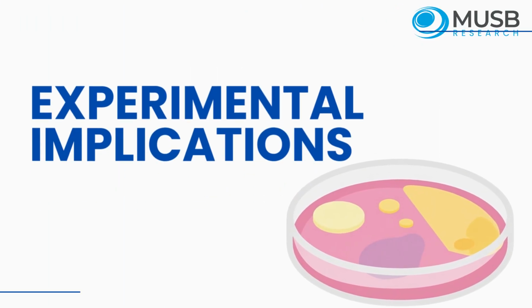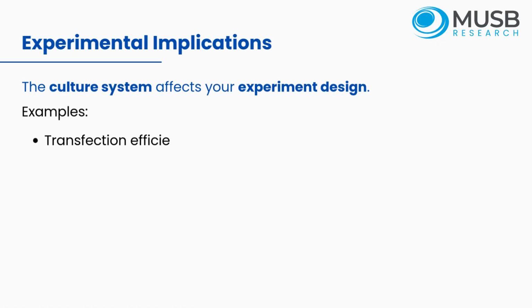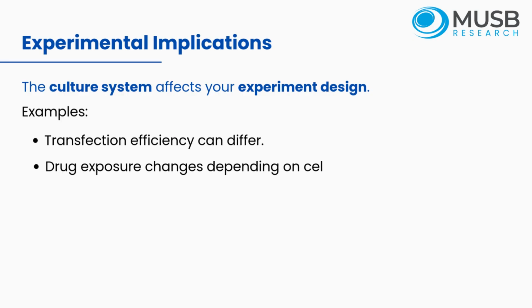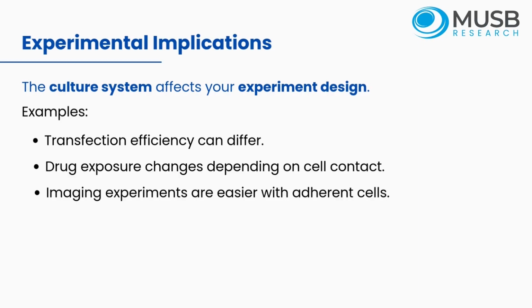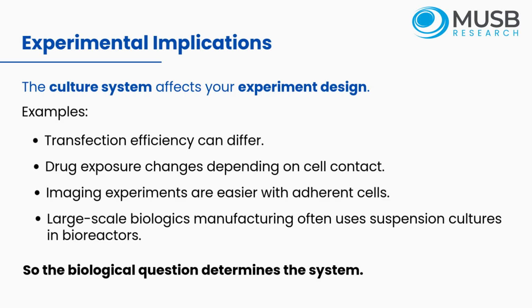Experimental implications. The culture system you choose directly affects your experimental design. For example, transfection efficiency can vary between adherent and suspension cells. Drug exposure may change depending on how cells interact with surfaces or with each other. Imaging experiments are usually easier with adherent cells because they remain fixed in one place. And for large-scale biologics manufacturing, suspension cultures are often used in bioreactors. So ultimately, the biological question you're asking should determine which culture system you use.